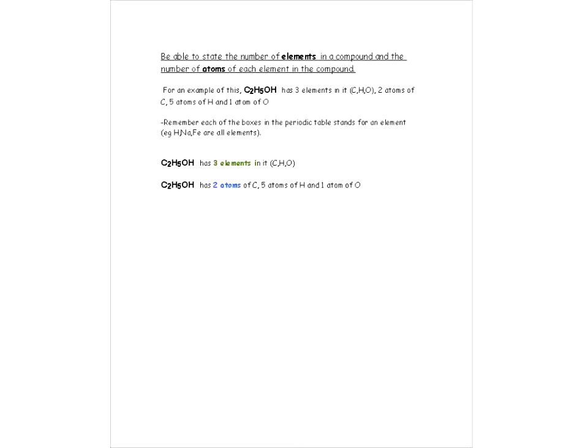This one says, be able to state the number of elements in a compound and the number of atoms of each element. And I pointed out during the session before that there's a mistake here, and I'll tell you what that is when we get to it. So, okay, we need to come up with the number of elements. We see there are 3 elements, carbon, hydrogen, and oxygen. And how many atoms of each element? 2 carbon atoms. There should be 6 hydrogen atoms, and I said 5 here, and 1 oxygen atom. Okay?